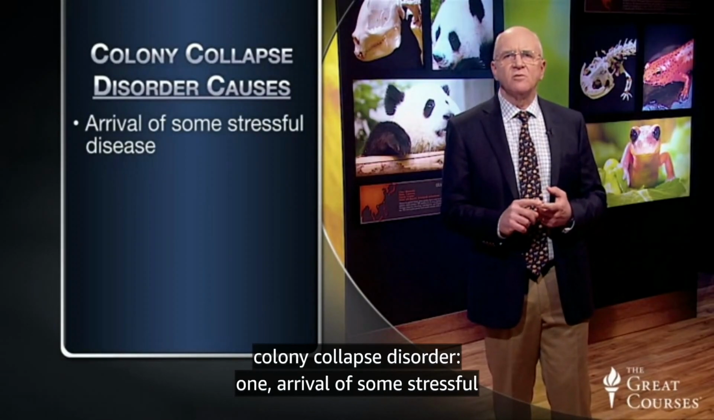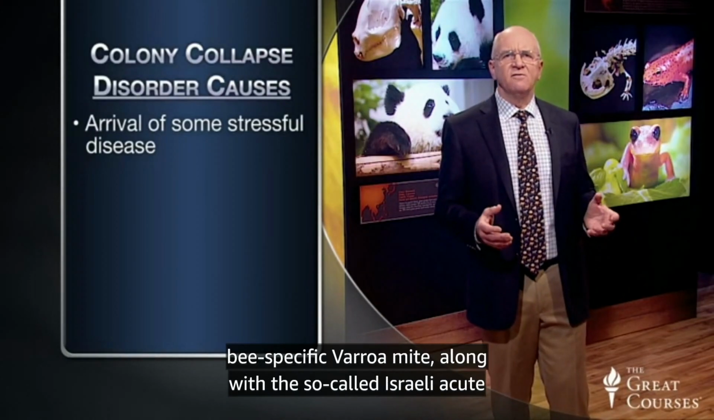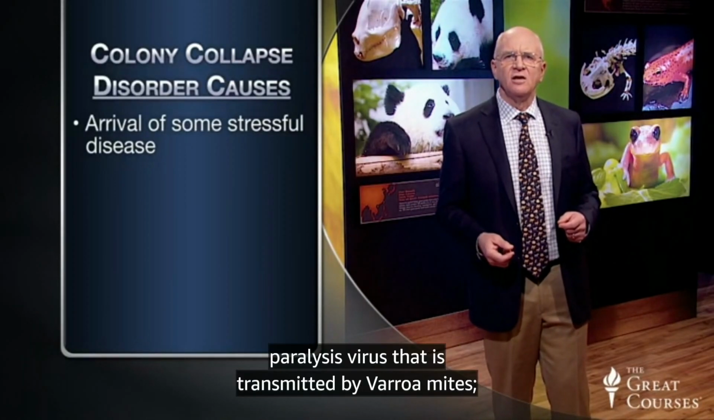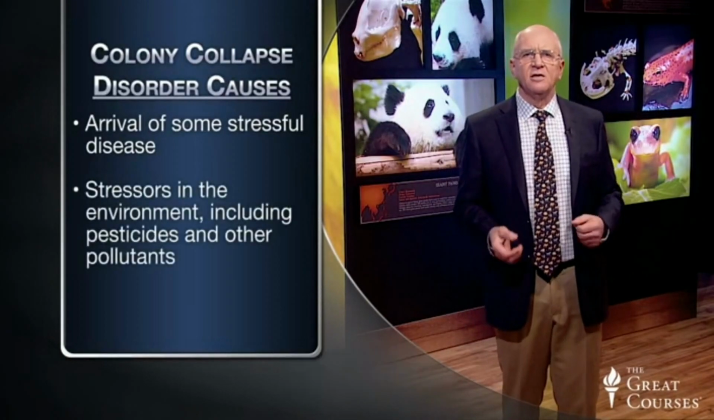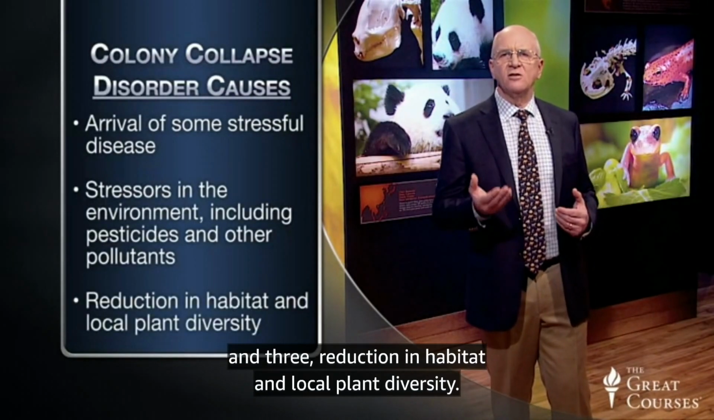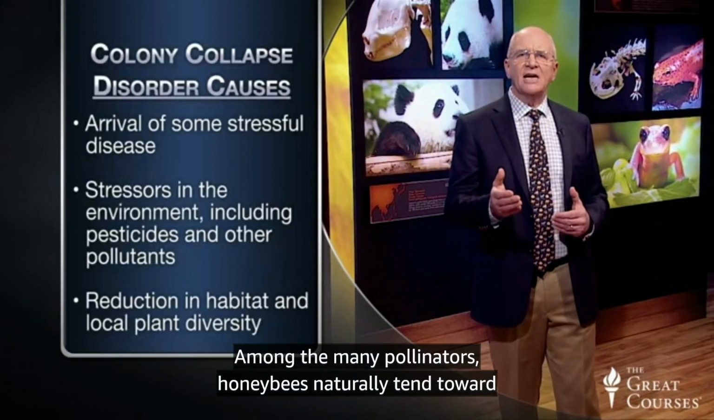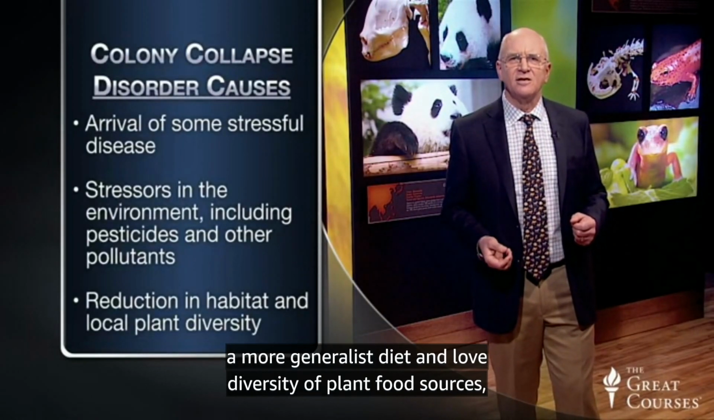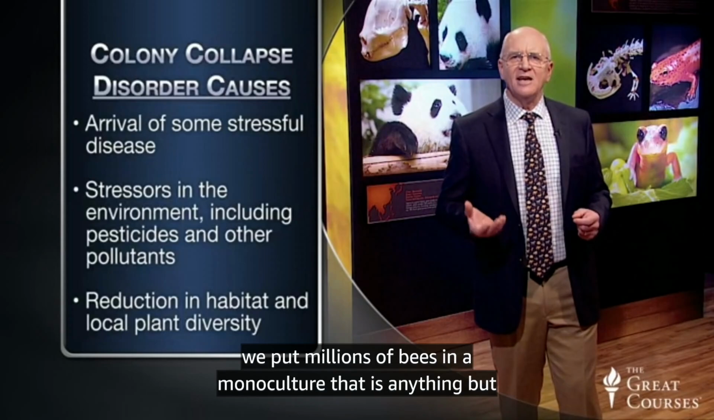1, arrival of some stressful disease, specifically the nasty parasitic bee-specific Varroa mite, along with the so-called Israeli acute paralysis virus that is transmitted by Varroa mites. 2, stressors in the environment, including pesticides and other pollutants. And 3, reduction in habitat and local plant diversity. Among the many pollinators, honeybees naturally tend toward a more generalist diet and love diversity of plant food sources. Yet, when we use bees commercially, we put millions of bees in a monoculture that is anything but generalist.